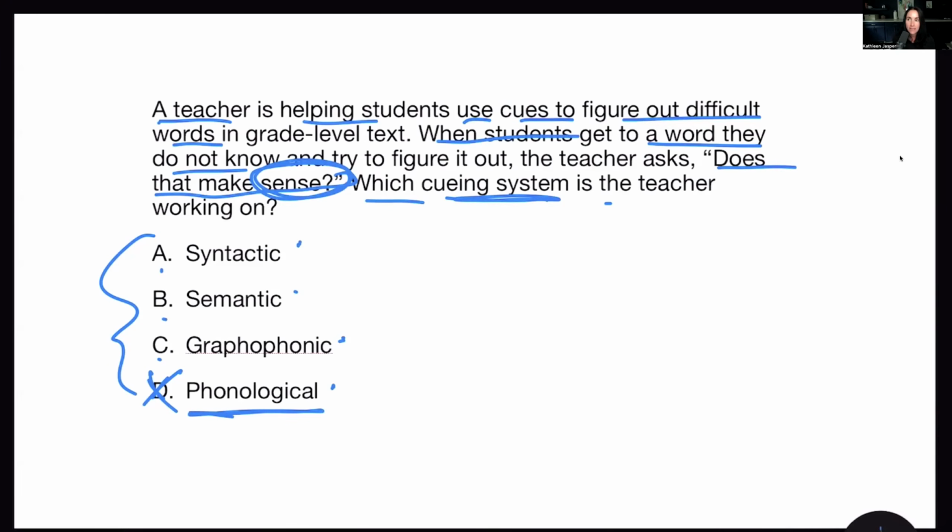Does that make sense? Whenever you see that question, that is a semantic cueing system. I always like to substitute the M in semantic for meaning. So what might happen when you say, does that make sense, is that you are asking the student, does the meaning of that word make sense here? When you are pronouncing it, does that make sense?